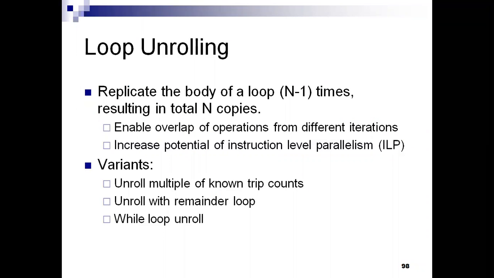And the next one is loop unrolling. Loop unrolling is also a very important transformation. How to perform loop unrolling: here we're having jumps in the code, and the number of jumps on the test can be reduced just by writing the code 2 times. What it means is, replicate the body of the loop n minus 1 times, instead of writing n times, resulting in a total of n copies. And it enables the overlap of operations from different iterations and also increases the potential of instruction level parallelism.